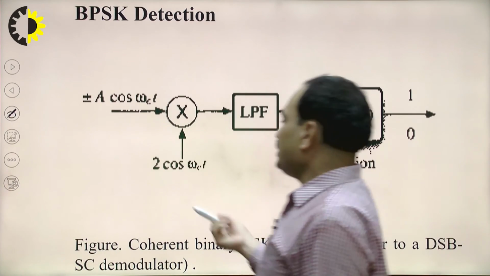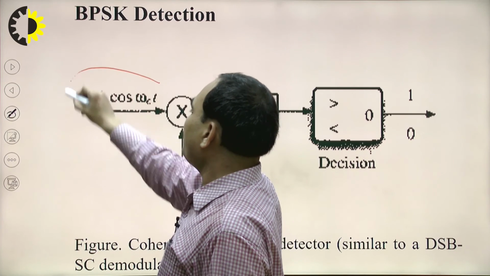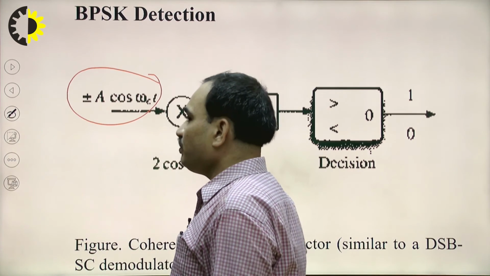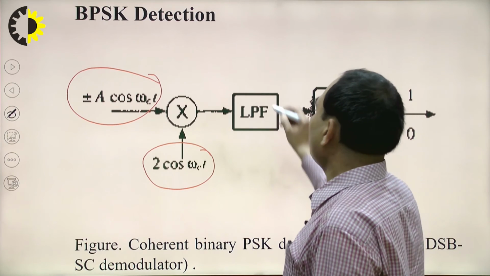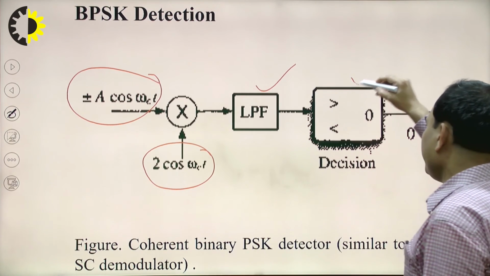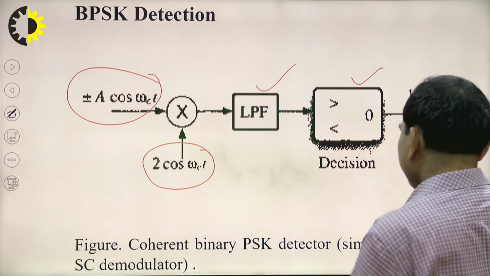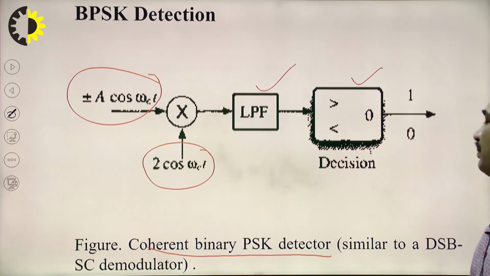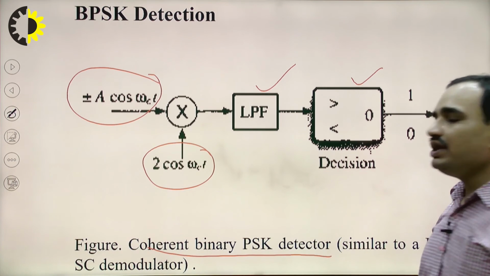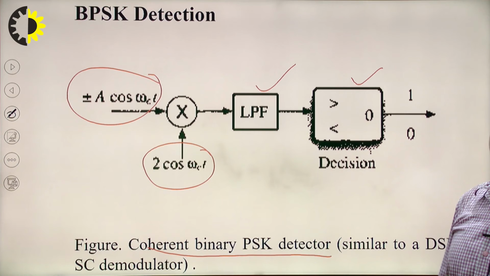The detection can be represented mathematically by plus or minus A cos(omega c t), which we multiply by 2 cos(omega c t), pass through the low pass filter and take the decision, and we get 1 and 0 respectively. So we are using coherent binary PSK detection, which is similar to DSB-SC as we have seen in analog modulation schemes.